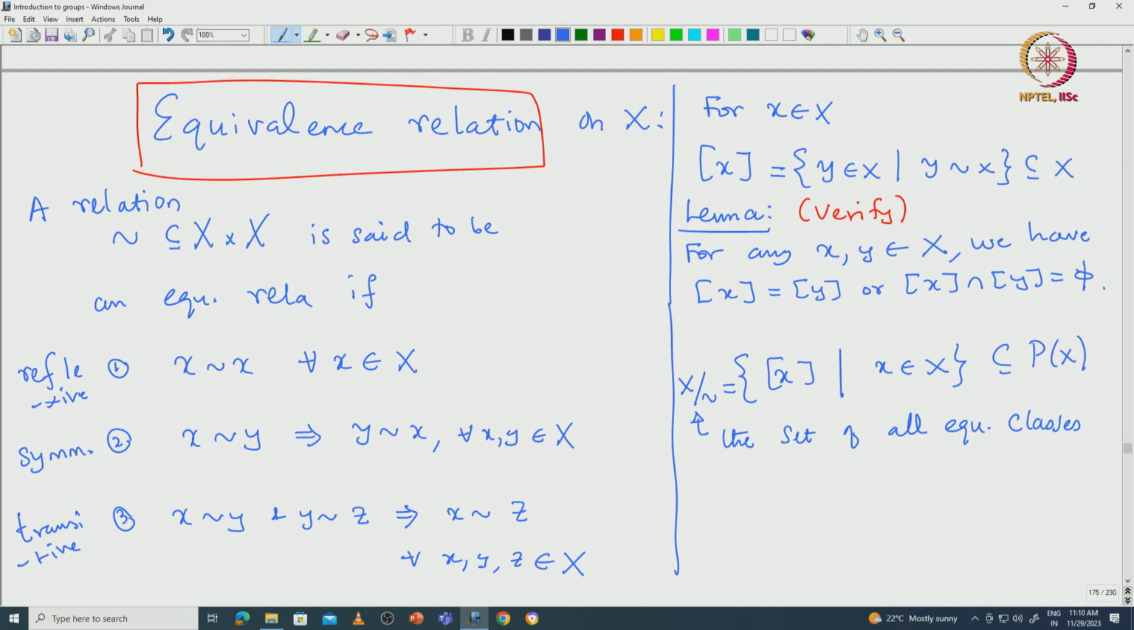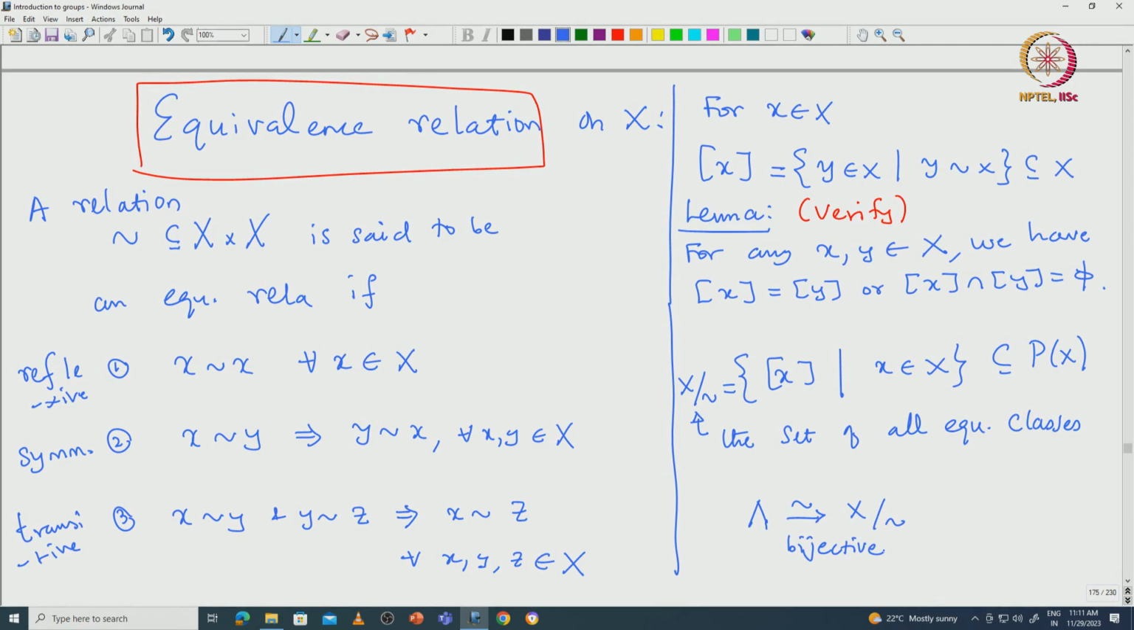Now, one can actually choose a parameterizing set for this X modulo tilde. We can call it capital Lambda, the indexing set or the parameterizing set. It is any set that has a natural bijective correspondence with this X modulo tilde.